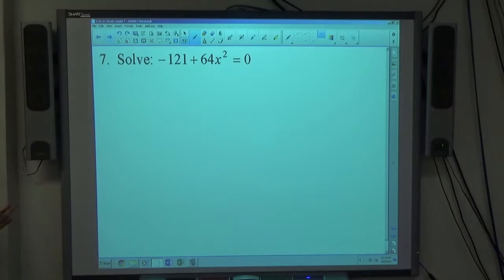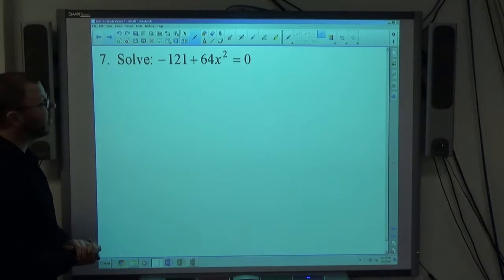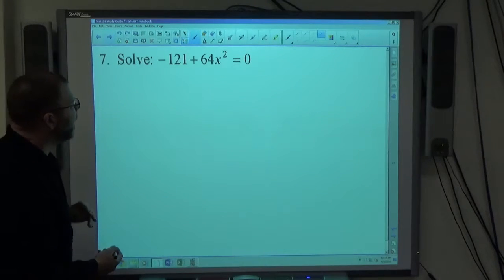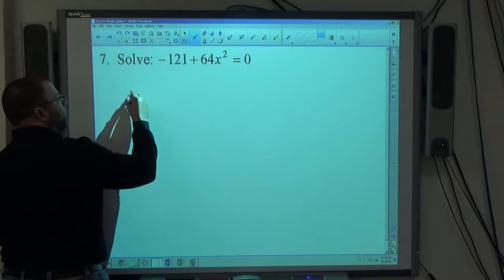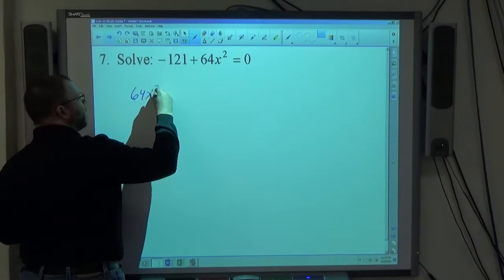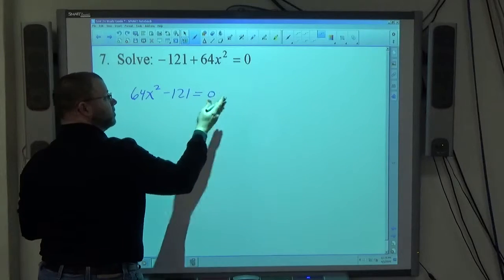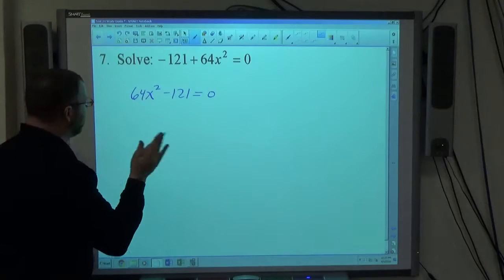Number 7 is a binomial. There's no x term. There's only x squared and a constant. Couple ways to do this. Here's way number 1. 64x squared minus 121 equals 0. Descending order, minus in the middle, take your pick.